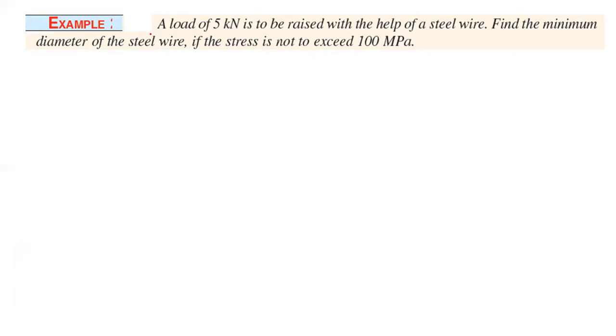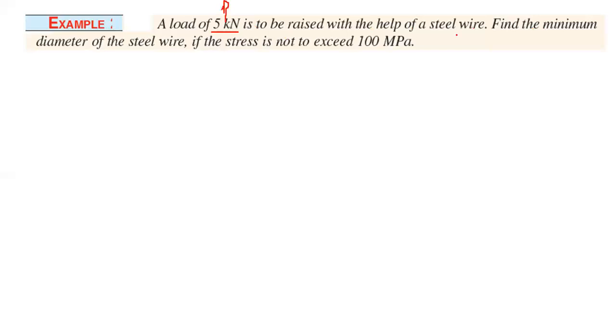A load of 5 kilonewtons is to be raised with the help of a steel wire. Find the minimum diameter of the steel wire if the stress is not to exceed 100 megapascal. Okay, this is the question. In this question, the load acting on the wire is given, that is P. This is the value of P.